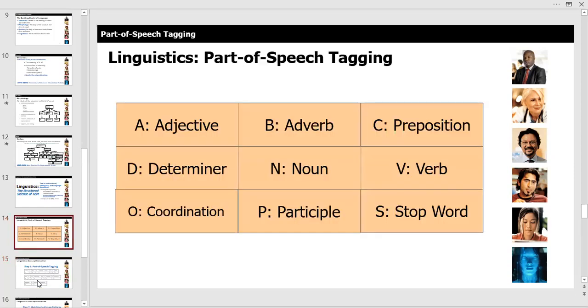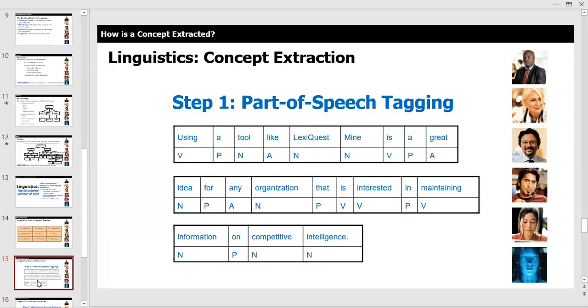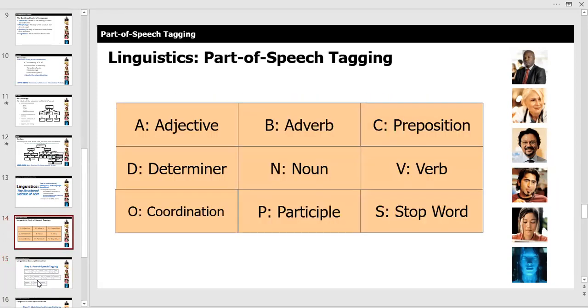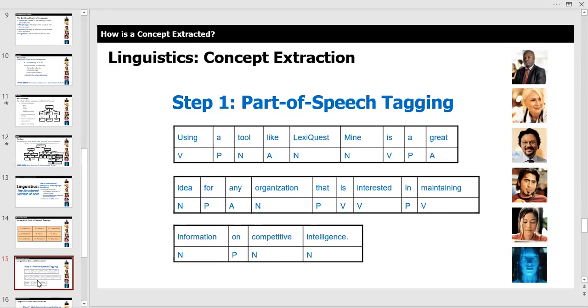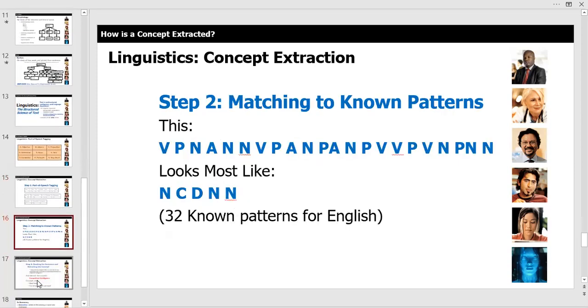So you can see nouns and adjectives, nouns and participles. So using a verb, a participle, a noun, an adjective, a noun, a verb, a participle, you get the idea. The first thing it has to do is parse through, figure everything out, and assign it a part of speech. Then it takes that information and goes back to its repository.